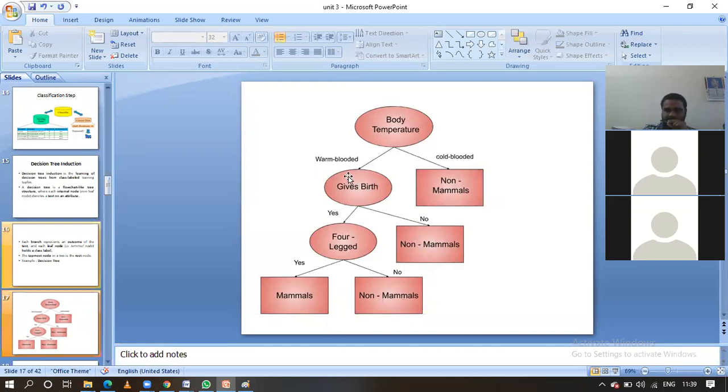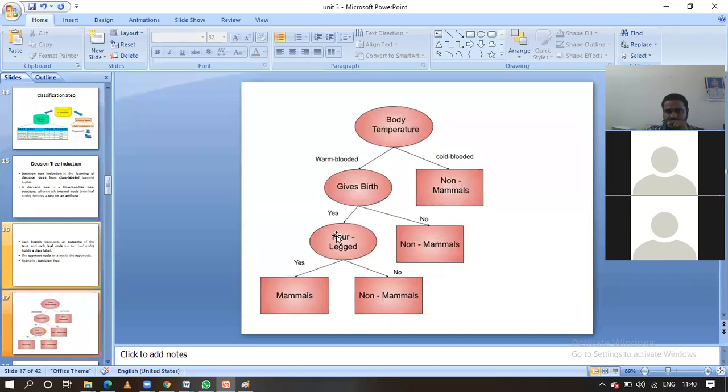Again we will have a test condition here. For warm blooded, there is another test condition, that is whether it gives birth or not. If it gives birth, that is another subgroup, guys. If no, that is another subgroup. Warm blooded and does not give birth means non-mammals, guys. This is a subgroup.